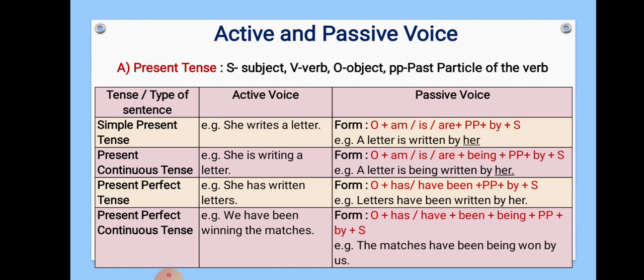Present perfect continuous tense. We have been winning the matches. The format in passive voice will be object plus has or have plus been plus being plus past participle plus by plus subject. For example, the matches have been being won by us.